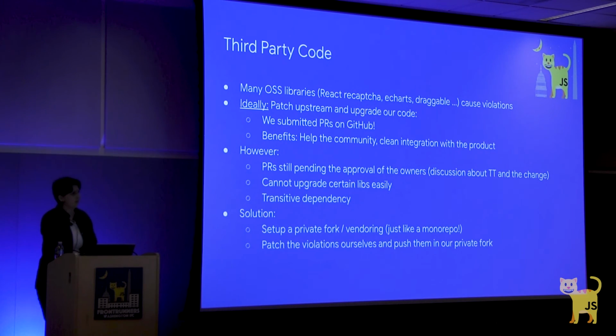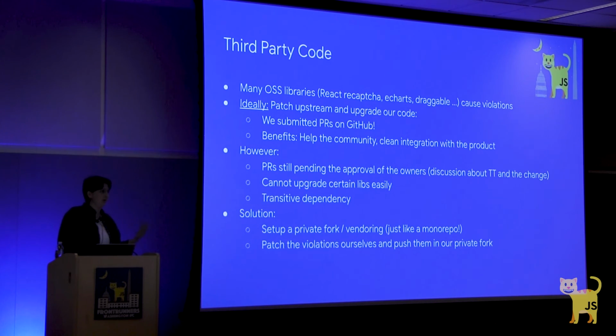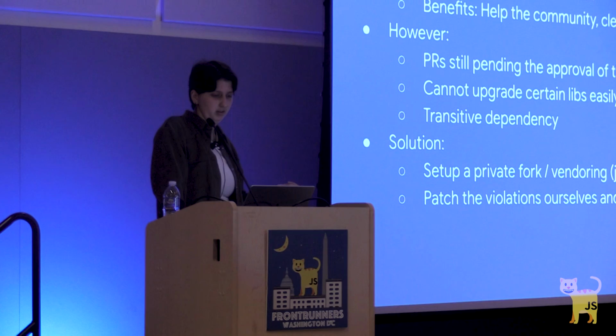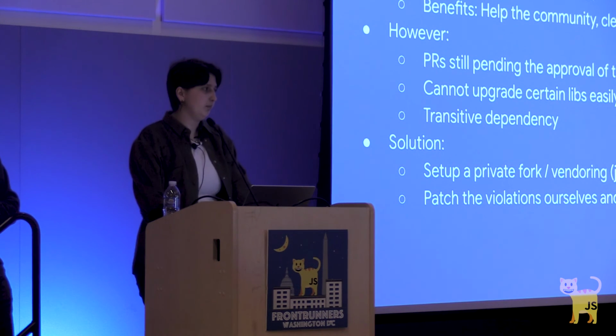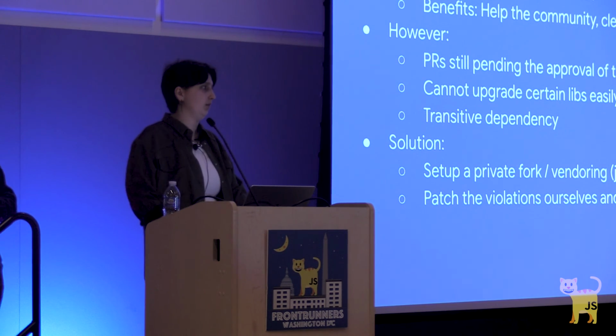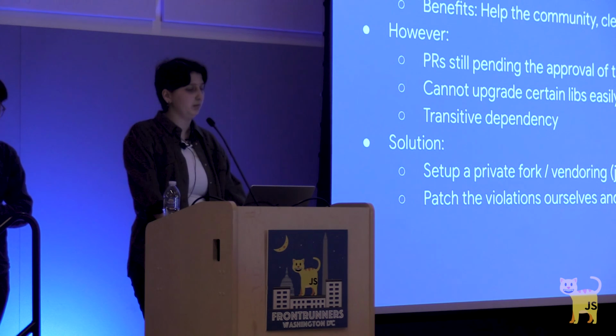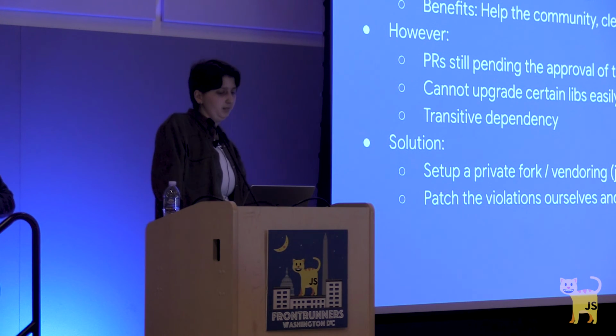There's huge advantages to this. We kind of make the whole JavaScript ecosystem safer, and everyone else who is using the same library can now adopt Trusted Types without being blocked on this. But unfortunately, this is not always the case. Often our pull requests are just waiting for a long time. We have to have discussions with the maintainers about what Trusted Types is, how it fits in with the overall repository, and many other cases.